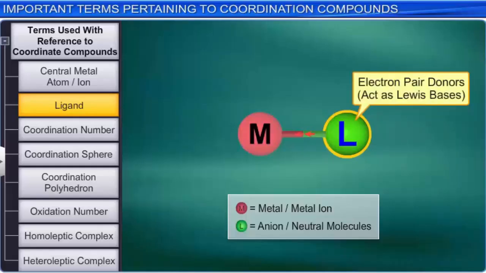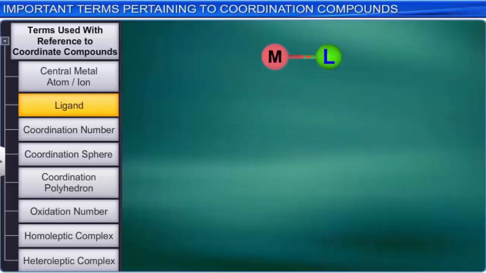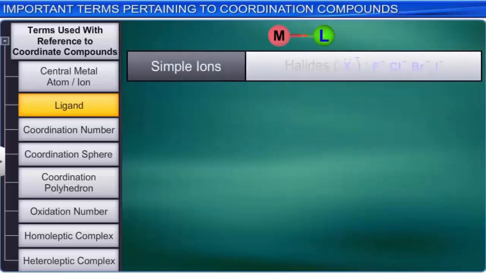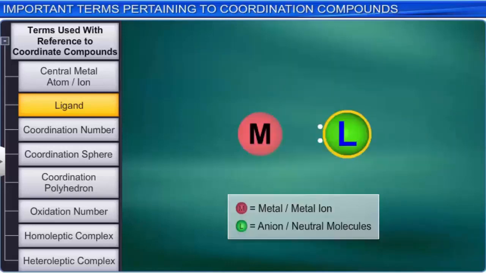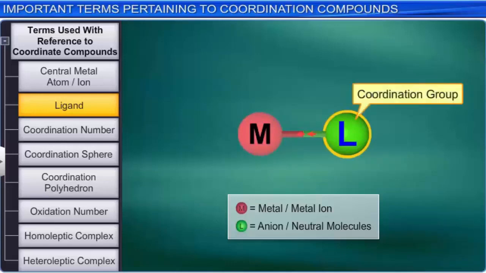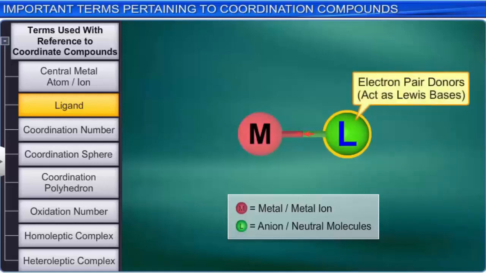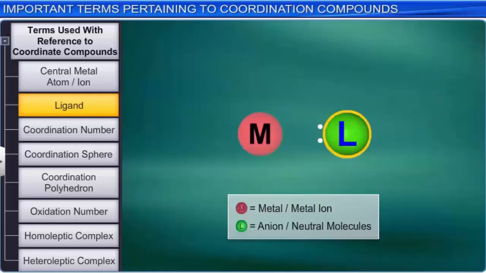L is represented like L, that is ligand, the green color balls. The next term we are going to study is ligand. Ligand is nothing but a neutral molecule or an anion which possesses a lone pair of electrons. The green color ball is what? Ligand. So this ligand donates a lone pair of electrons to the central metal ion.